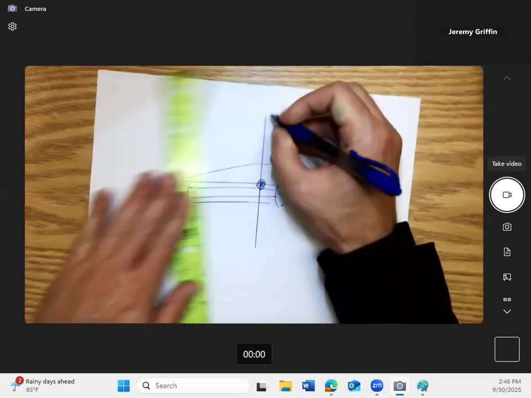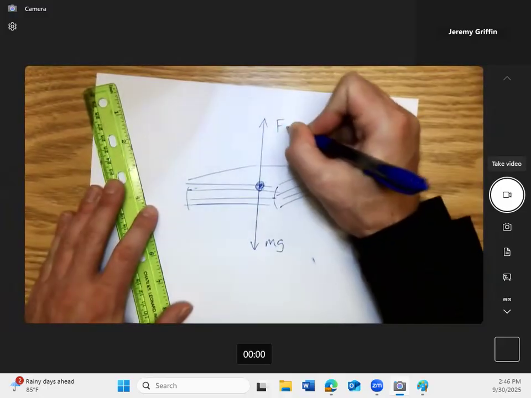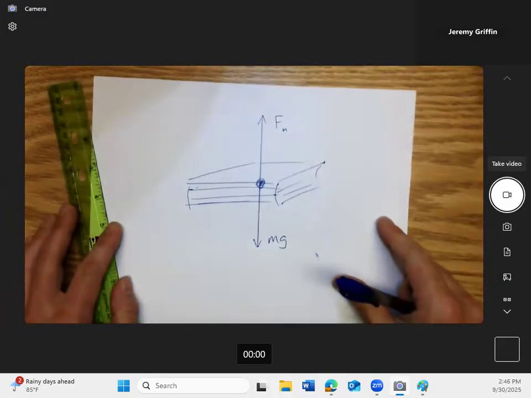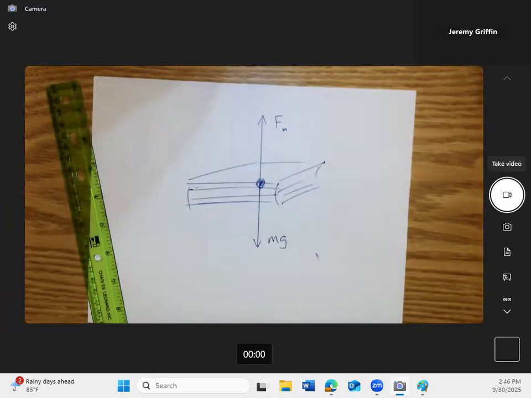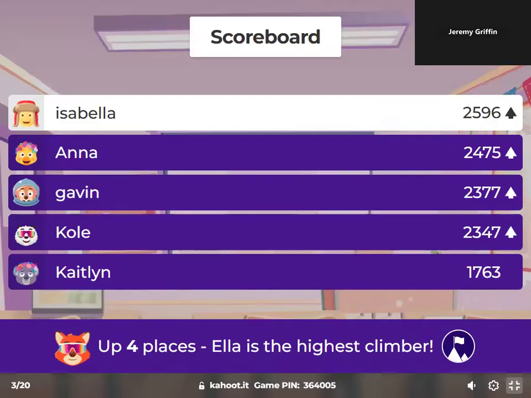And so I think the free body diagram would look like this. The book has a weight. The book has maybe a normal force from your hands holding it up. And that's it. So the net force is zero because there are two forces, but they zero out. Yeah, that's it. So there's zero net force, hence zero acceleration. All right, got Caitlin, Cole, Gavin, Anna, Isabella.